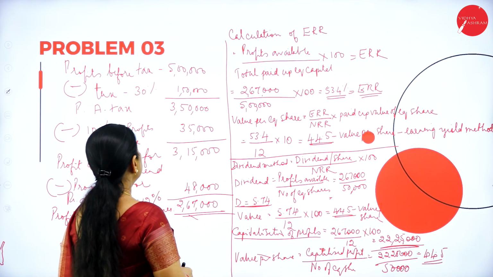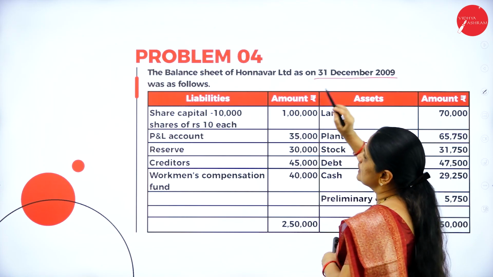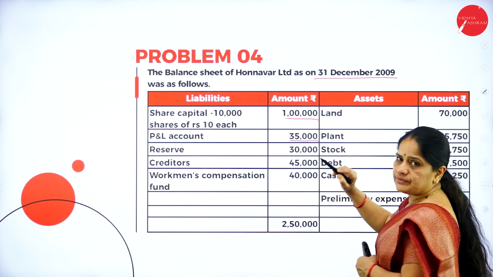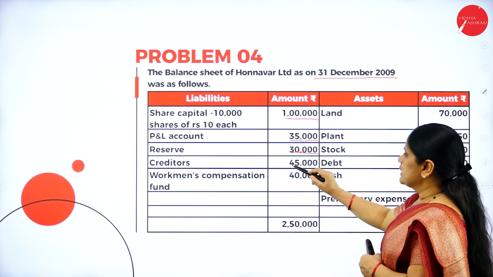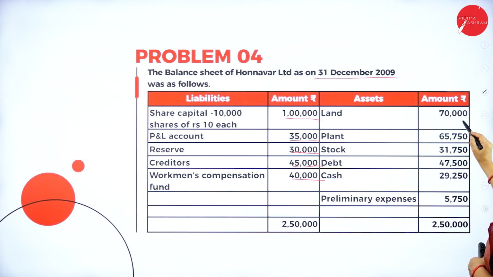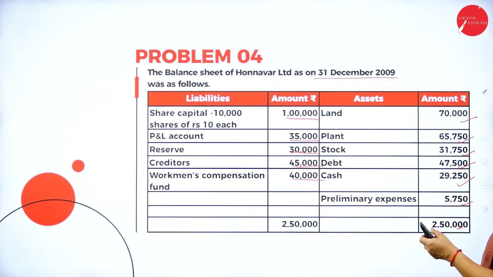Now, the next problem. We have one more problem here. The balance sheet of Honavar Limited as on 31st December 2009 was as follows. The share capital is 1 lakh, profit and loss account 35,000, reserve 30,000, creditors 45,000, workman compensation fund is 40,000. Land 70,000, plant 65,750, stock 31,750, debtors 47,050, cash 29,250, preliminary expenses. Then the total is 2,50,000.